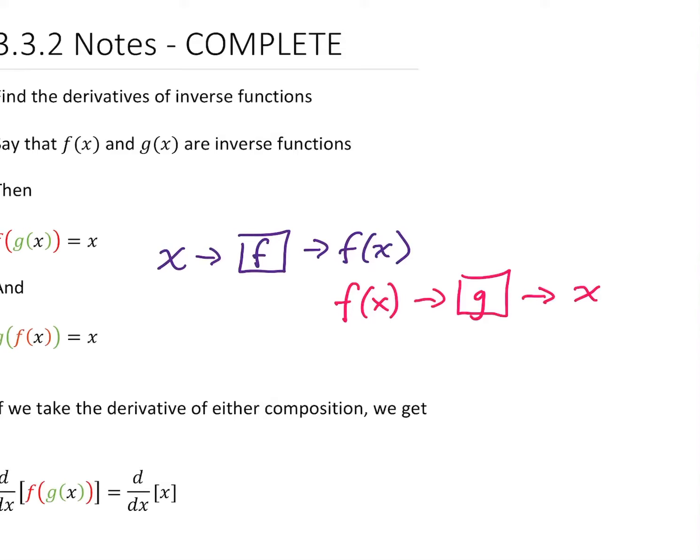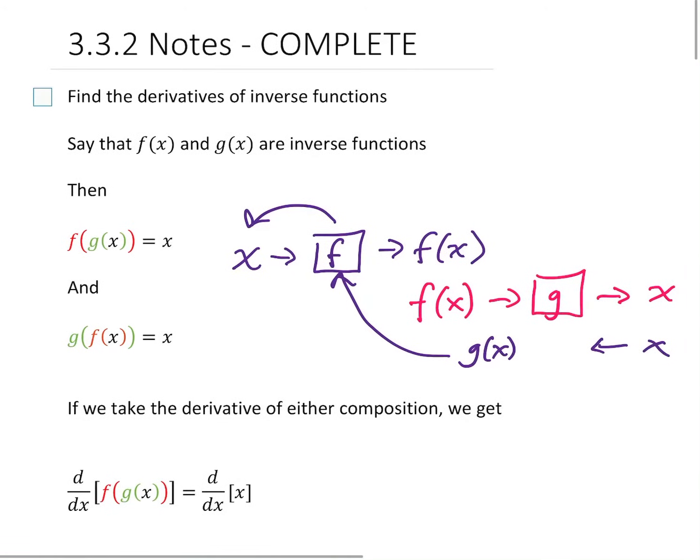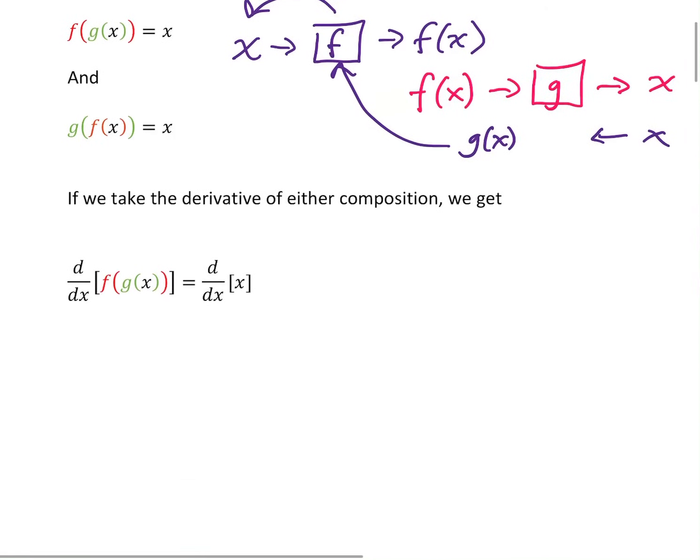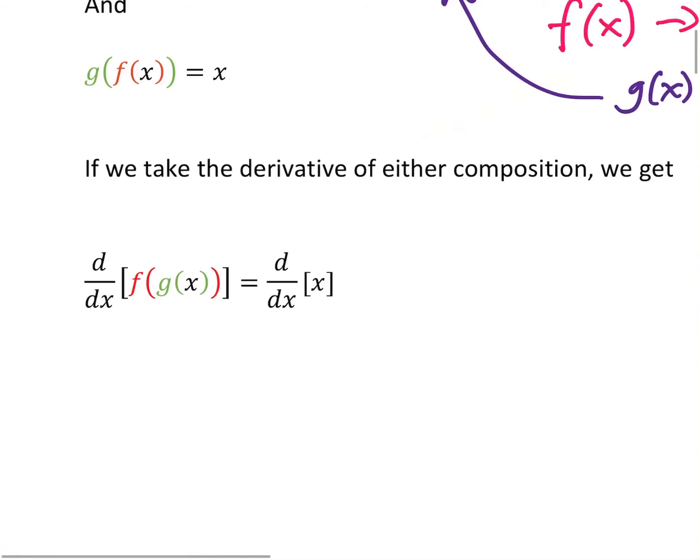And the same thing happens if you were to reverse the order and go backwards. If I put x into g, I would get g of x out. And if I put g of x into f, I would get x out. Okay, so these functions undo each other. Now, let's take the derivative of either composition.